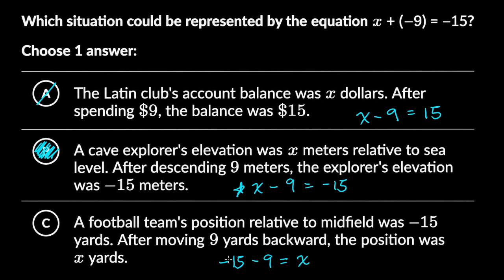And even if I were to algebraically manipulate this and add 9 to both sides, I would get negative 15 is equal to x plus 9, which is not what we have here. Here we have x plus negative 9, not x plus 9. So I would rule this one out as well.